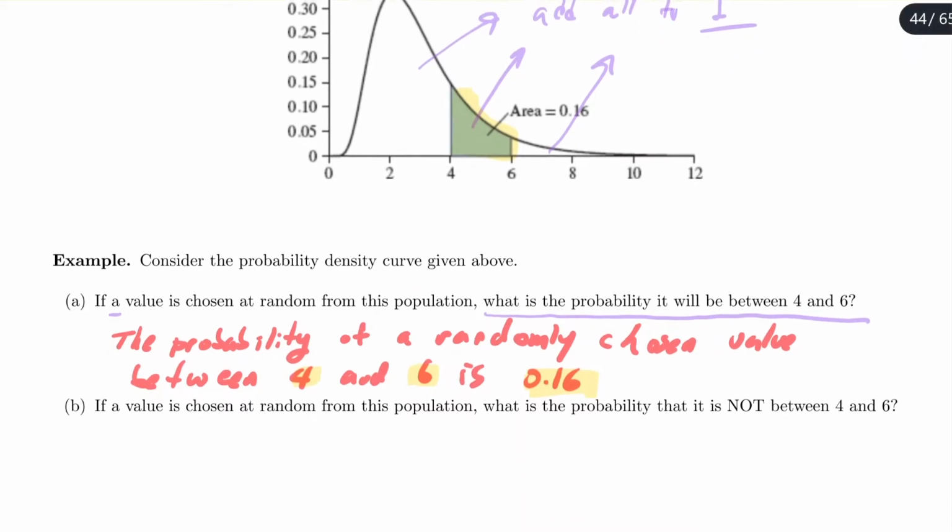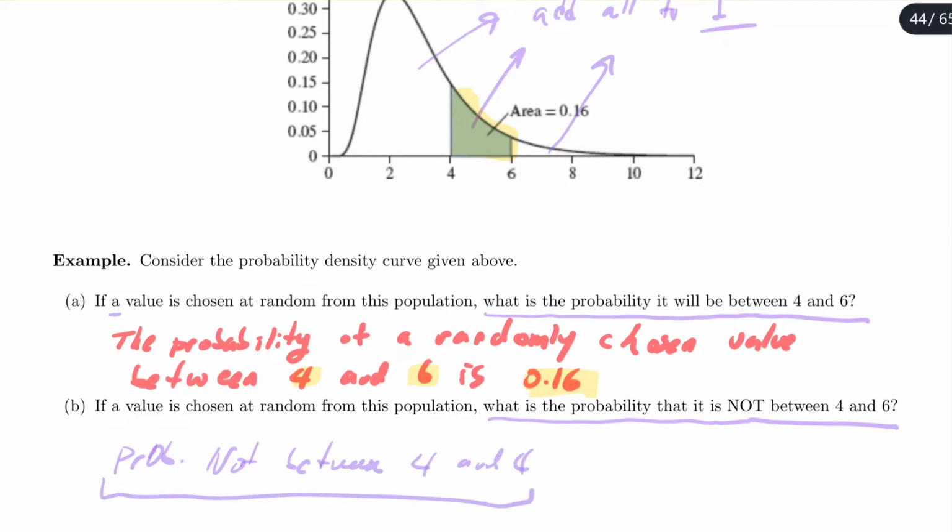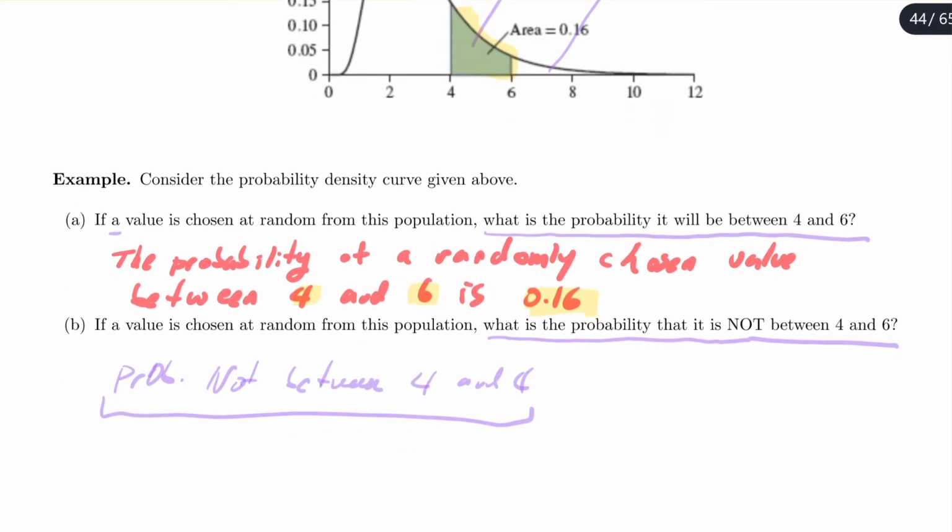Then if a value is chosen at random from this population, what is the probability that it is not between 4 and 6? Well, we know that the entire area is 1, right? So we can think of it as the probability of not being between 4 and 6.